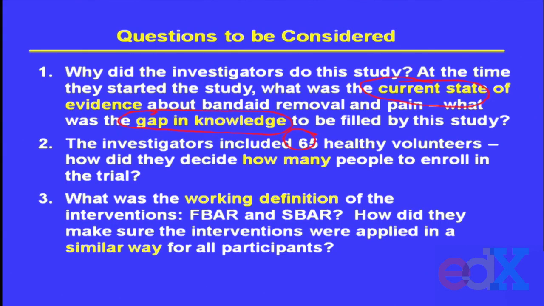Third question now, let's go to the exposure. Remember we said it was fast removal versus slow removal. And I just sort of said roughly, you take it off very quickly or you take a couple seconds to do it. But what was the working definition of the interventions? Fast Band-Aid removal, FBAR, and slow Band-Aid removal, SBAR. And how did they make sure that this SBAR and FBAR were done exactly the same in all 65 of the participants, times 2 organs each time, 2 arms, 2 ankles, 2 hands.